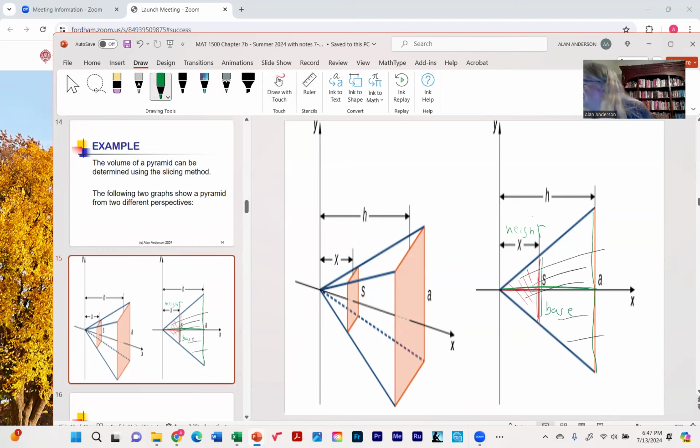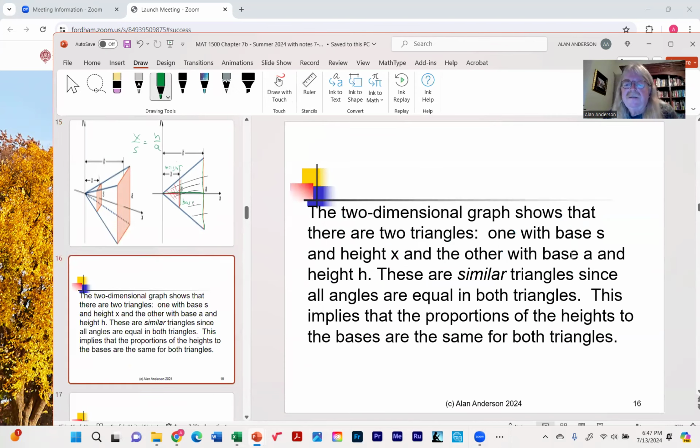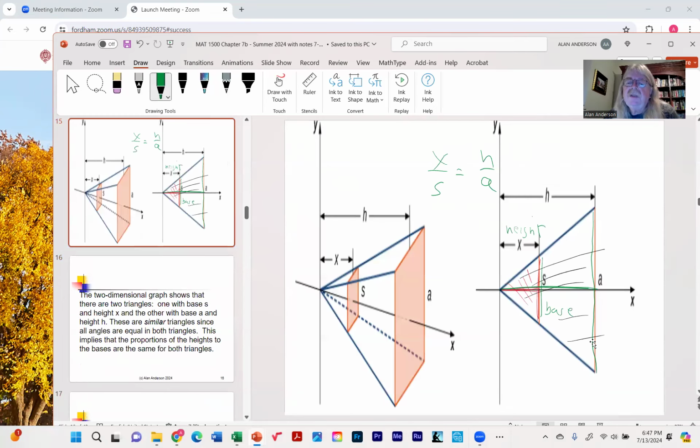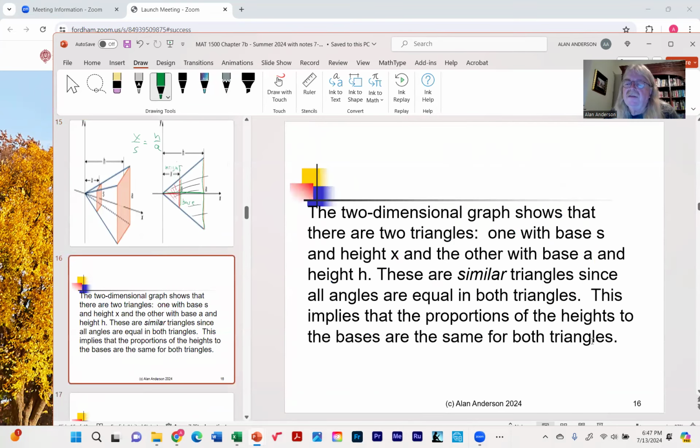So anyway, the bottom line is that x over s, the small triangle, is equal to h over a for the large triangle. Or of course, you can rearrange it algebraically. S therefore equals ax over h. And so we're assuming that the small triangle has a square base.